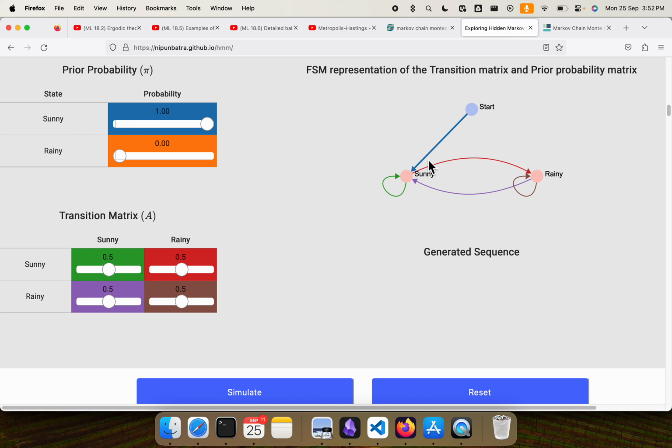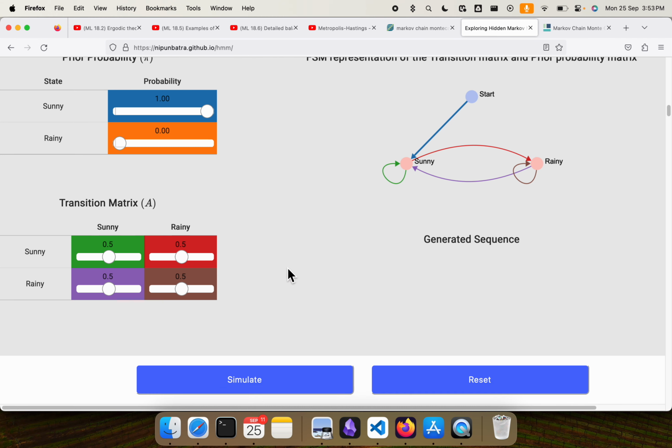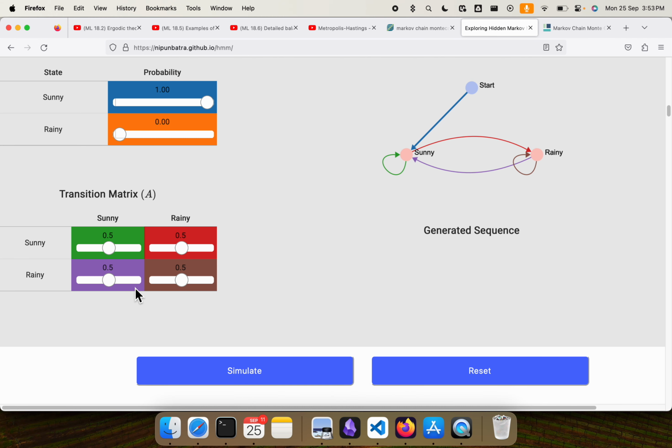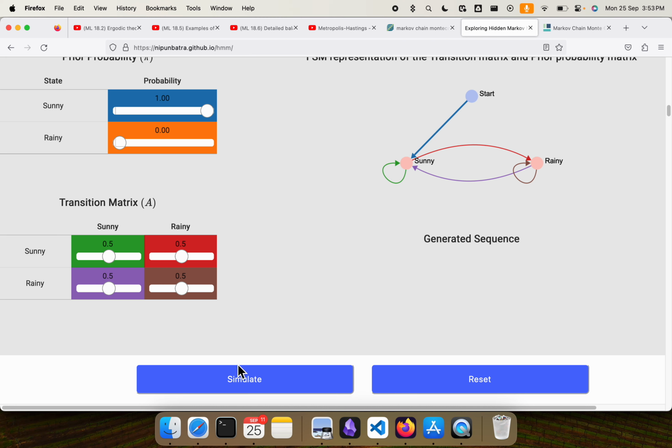From start, I have to go to sunny. I will not be able to go from start to rainy. If I am to generate, there is also some particular transition matrix. It's in a k by k matrix form. Let's just generate some samples.